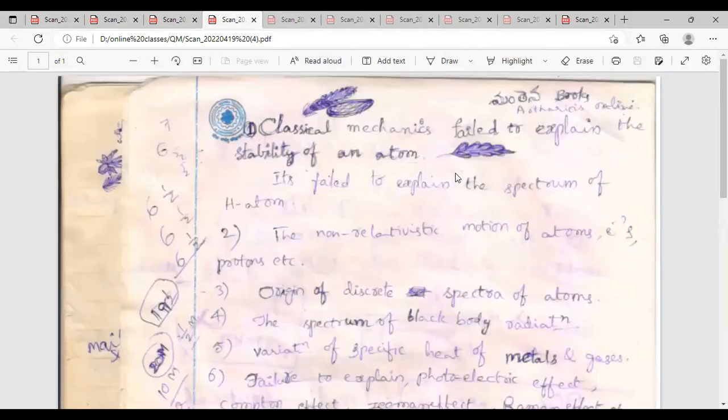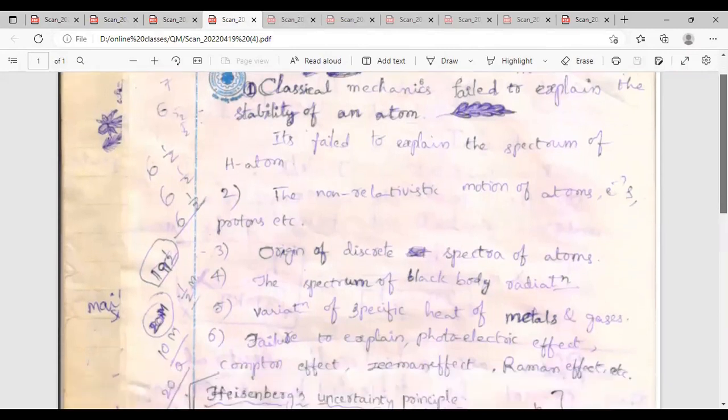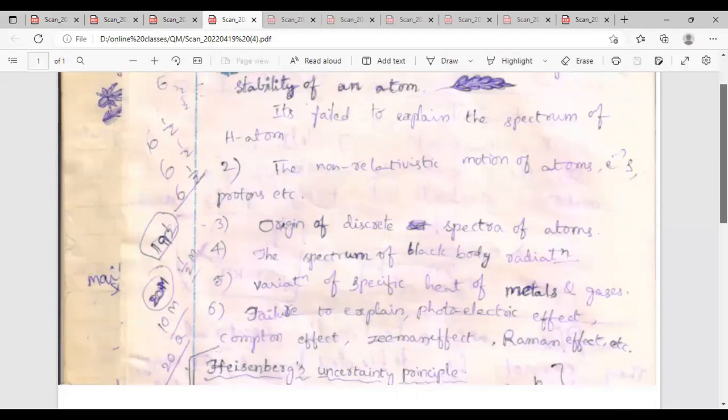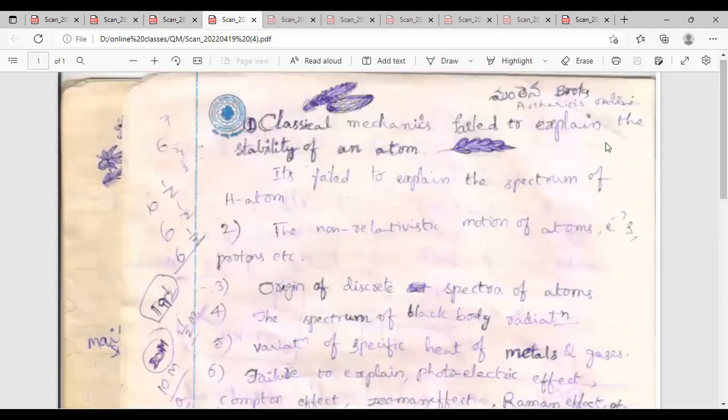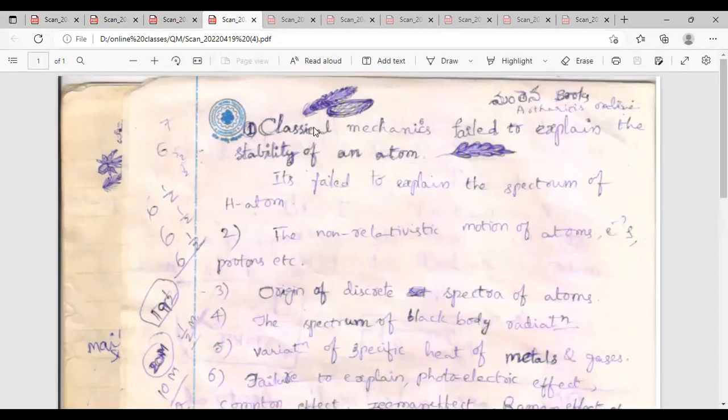So, there are certain things that you should know. Classical mechanics failed to explain the stability of an atom, because classical mechanics could not explain the behavior of material particles like electrons, protons, and others. But quantum mechanics could. It doesn't mean that classical mechanics cannot explain macroscopic objects' behavior. Classical mechanics, of course, holds good for macroscopic objects.